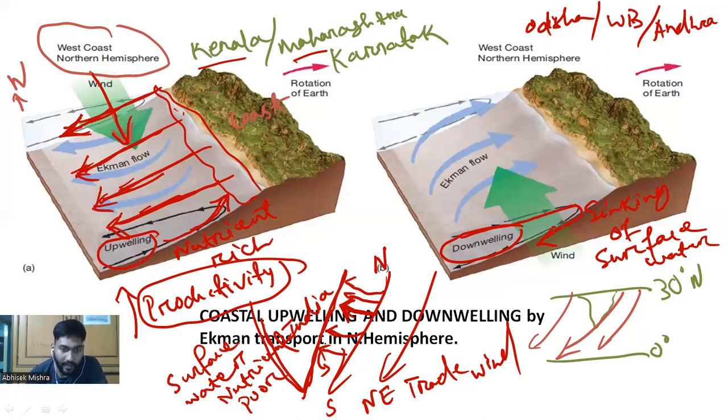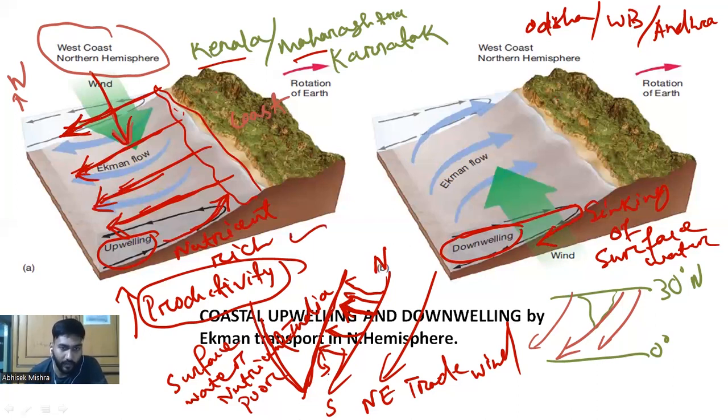Okay. As it is affected by downwelling, nutrient rich water cannot come up. Nutrient rich water is the bottom water. It cannot come up because the eastern side is suffering through downwelling. It is getting affected by downwelling, the eastern coast of India. So there is less productivity in the eastern side as compared to the western side. The productivity is higher in the western coast of India and it is lower in the eastern coast of India.